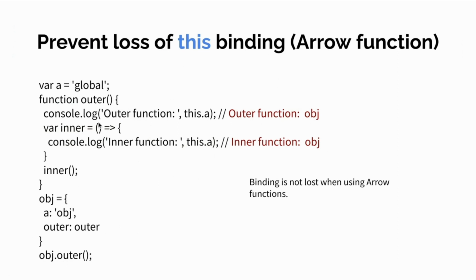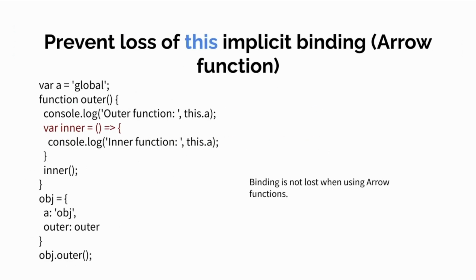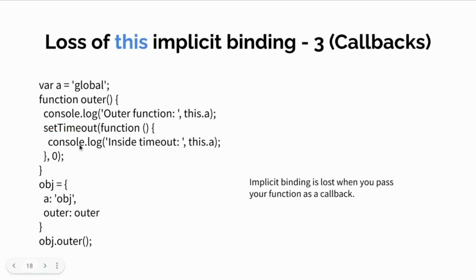So if you don't want to worry about this, you should use the arrow function. And that is the rule in Google also. When we are passing a callback, we use the arrow function for that reason.